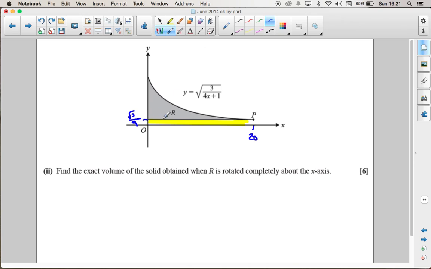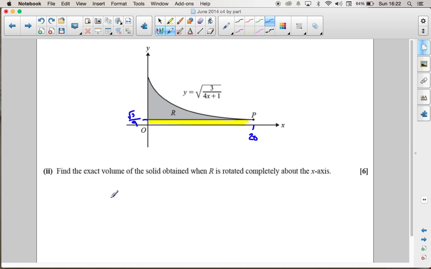Part 2 wants us to find the exact volume when the region is rotated around the x-axis. So we don't need to change the subject or anything. We're rotating around the x-axis, so we're still rotating between 0 and 20. But we're going to need to take away the volume created when this line here rotates around the x-axis too. That's not going to be a problem. You can imagine it's going to be a cylinder.